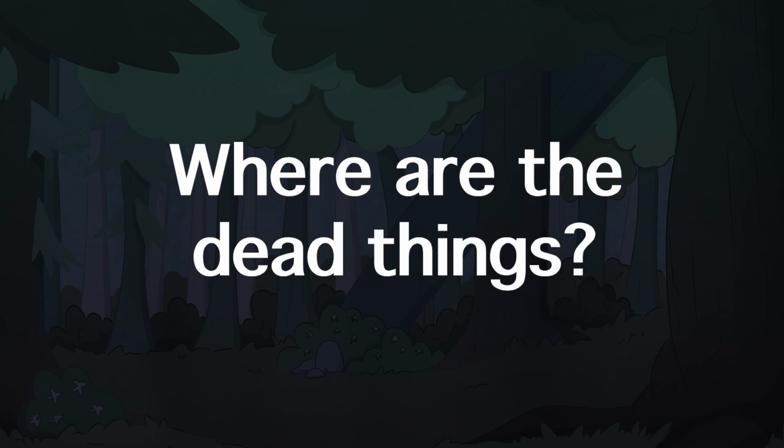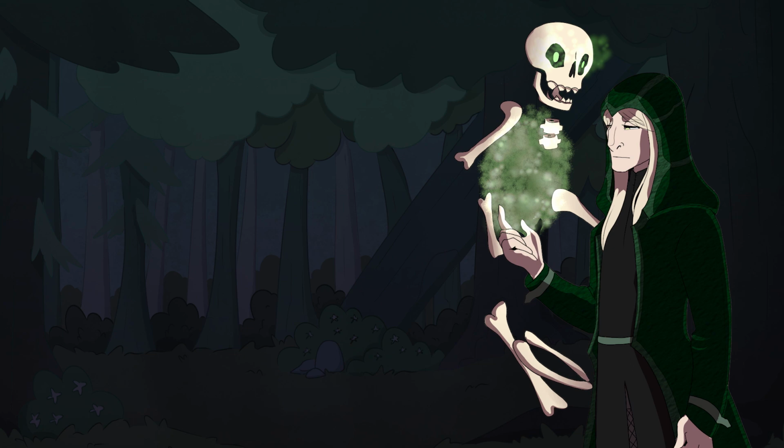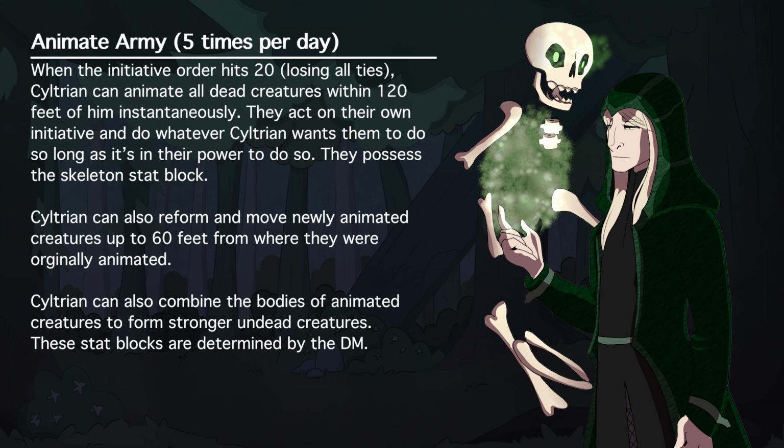So where is his army of corpses? Well, when the initiative order hits 20, essentially acting as a lair action without a lair, Ciltrian can use his ability Animate Army. With a flick of his wrist, Ciltrian can instantaneously animate every dead creature within 120 feet of him. Not only can he animate them, but he can also break apart and assemble their body up to 60 feet from where they were animated, and even combine the corpses together to create even stronger creatures.